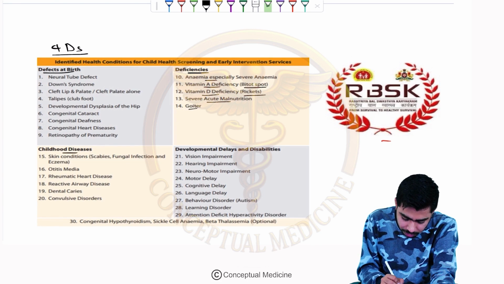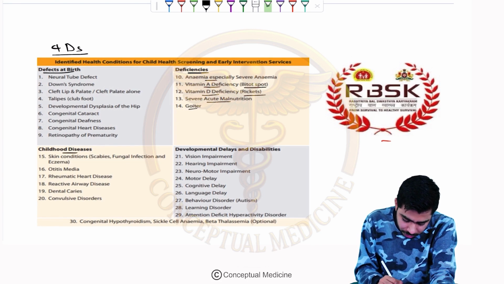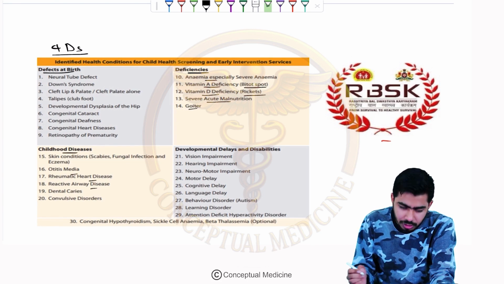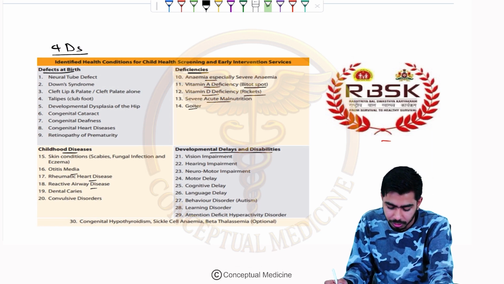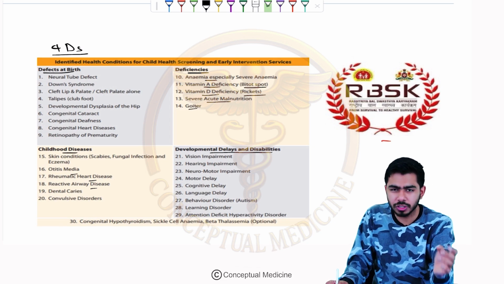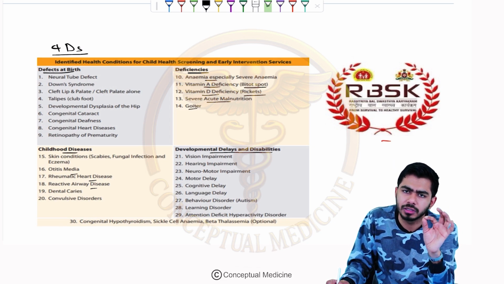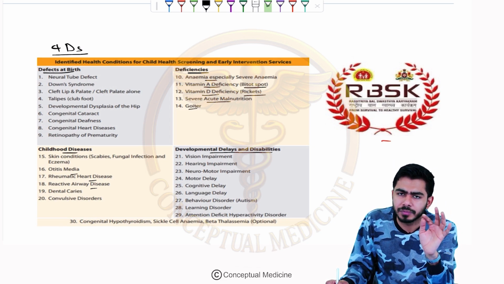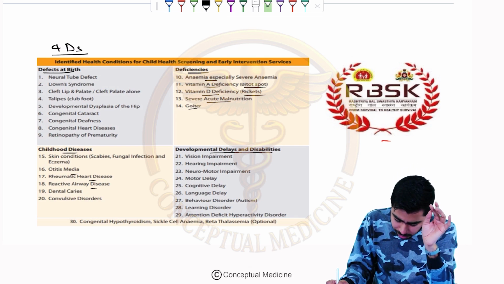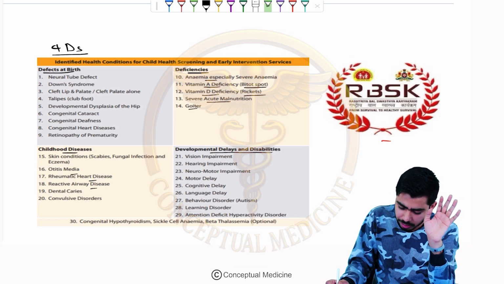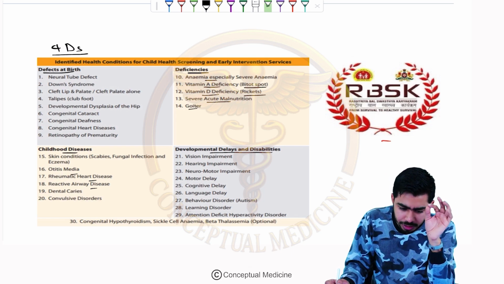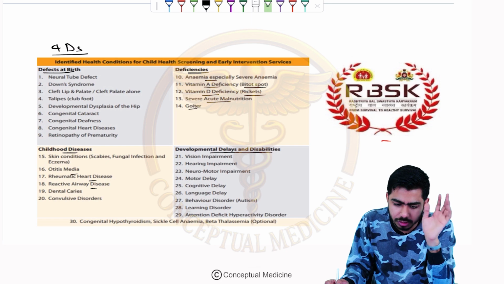Then with the other D, there are childhood diseases, right? Like skin conditions, otitis media, rheumatic heart disease, reactive airway disease. There are so many diseases like that, and developmental delays and disabilities. What you need to remember? You need to remember just 4 Ds, right? Birth defects, childhood diseases, deficiencies, and the last one is developmental delays and disabilities. Four Ds you need to remember as far as RBSK, Rashtriya Bal Swasthya Karyakram, is concerned.